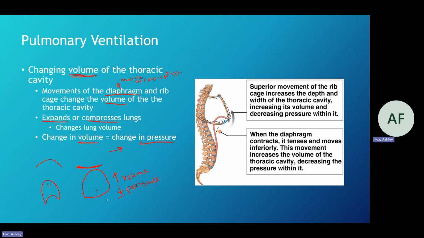Then when you're breathing out, what happens? Opposite. All of a sudden, your rib cage goes back, it retracts in, and the diaphragm goes up. So you're decreasing the volume, so you're increasing the pressure, when we talk about Boyle's law.